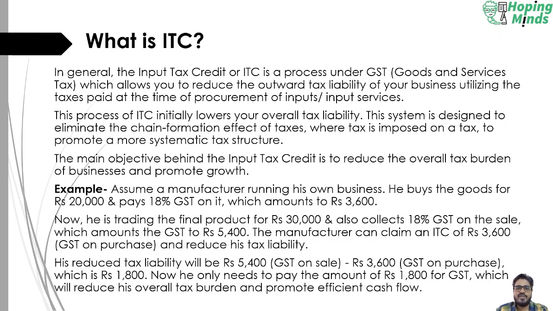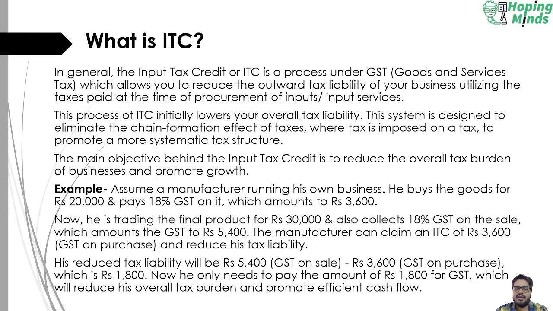This process of input tax credit lowers your overall tax liability, and the system is designed to eliminate the chain formation effect of taxes that we studied in our previous module, which we call the cascading effect of taxes, where tax is imposed on tax. And to promote a more systematic tax structure, input tax credit provisions have been introduced in the GST. The main objective behind input tax credit is to reduce the overall tax burden of businesses and promote growth in the economy. So let us take an example.